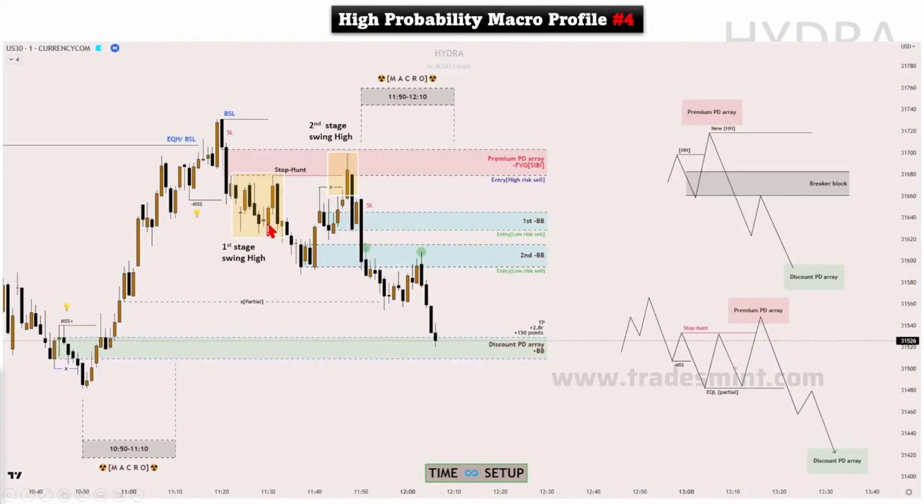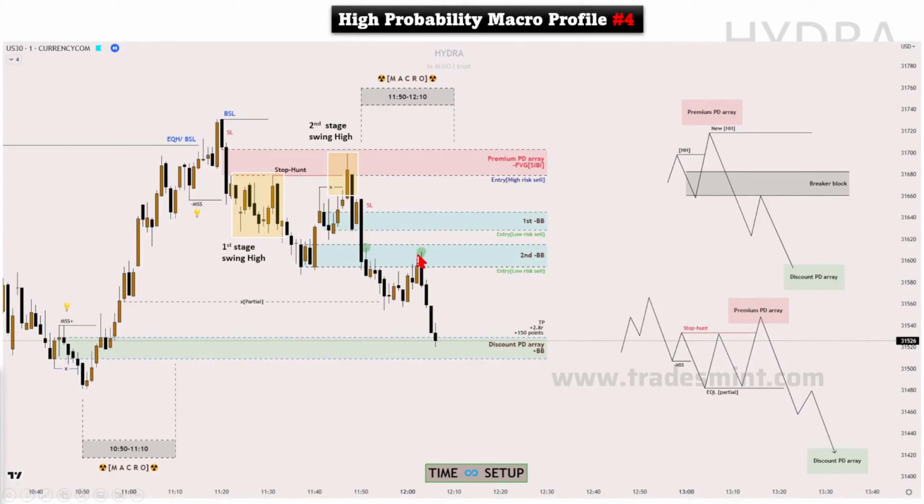We are looking for the first stage swing high to get taken out by the second stage swing high. Once price does that, we will know that we have a breaker here, a high probability breaker. At the same time, price formed two breakers, the first breaker here and the second breaker here. Price didn't give any chance to enter the first breaker, but at the second breaker, as you can see, once price closed the candle's body below after doing the stop hunt here, it went lower.